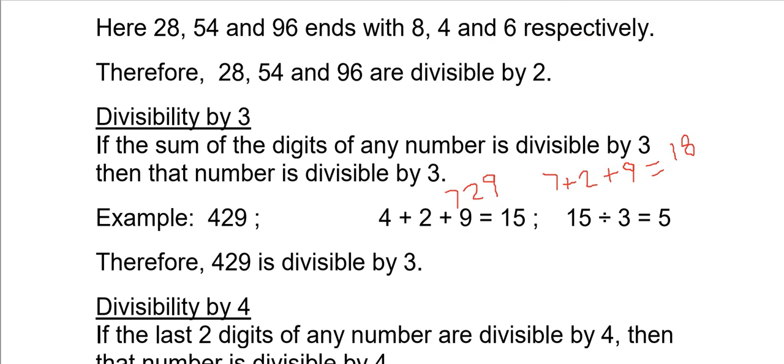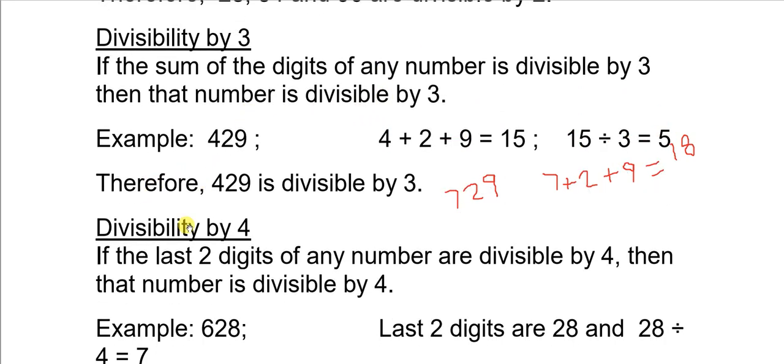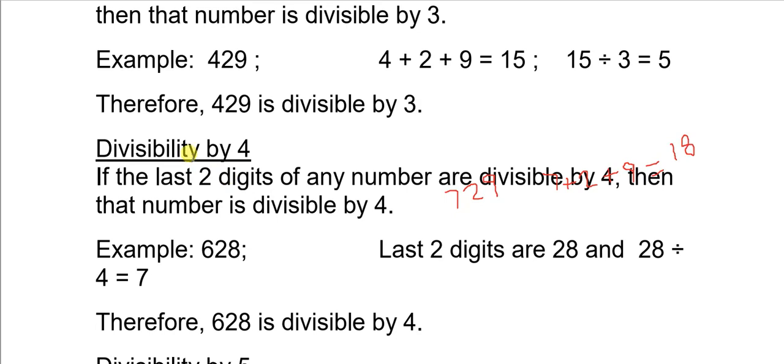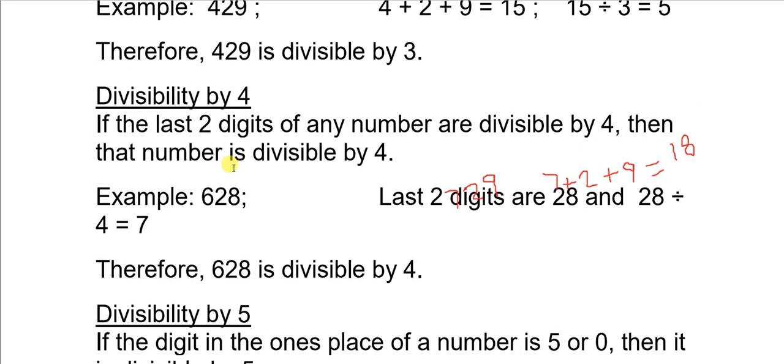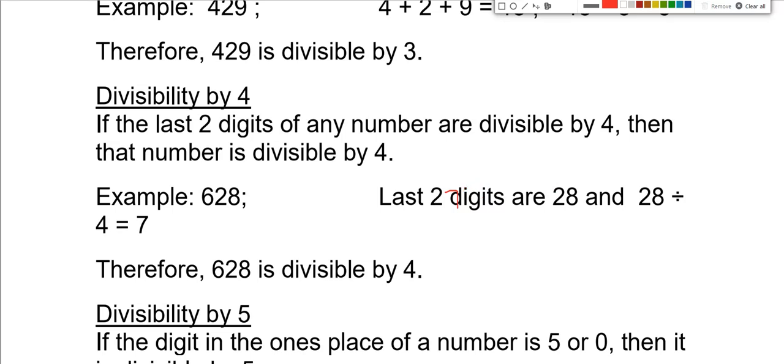Now the next one, divisibility by 4. If the last two digits of any number are divisible by 4, then that number is divisible by 4. Here you can see one example, 628.